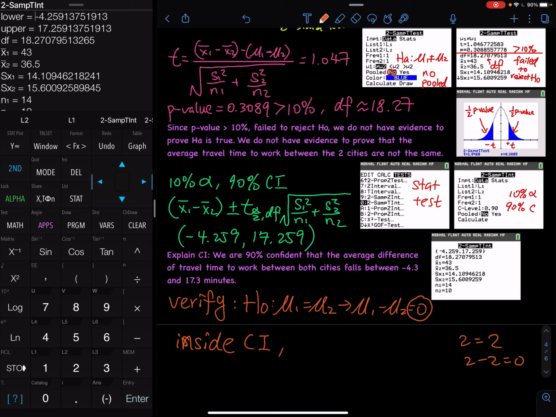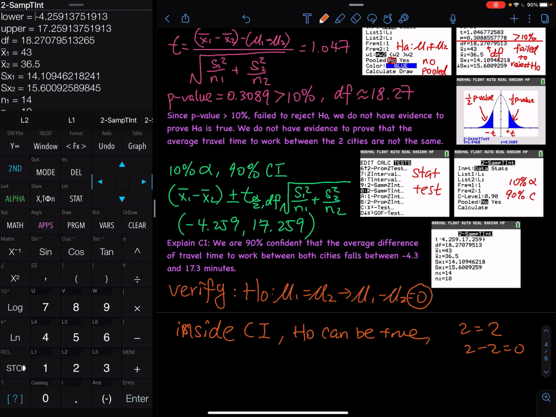You are saying that the truth is between -4 and 17, so now your H naught has a 0, and this 0 is between -4 and 17. That means the H naught you just wrote, that can be the truth. So this is inside the confidence interval. That means H naught can be true. And therefore, you fail to reject H naught.